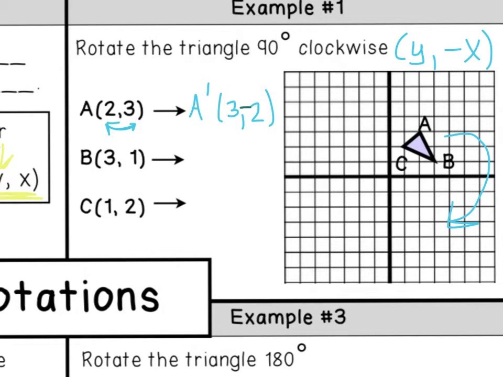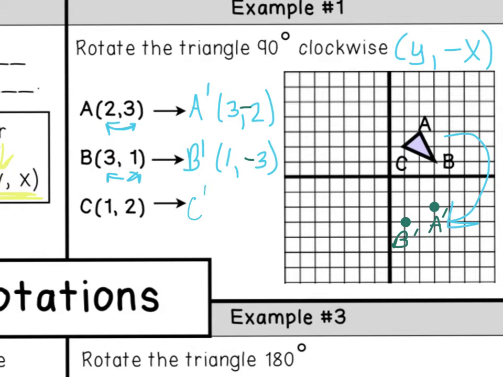Okay, so let's see where that puts us on the graph. So we're going to go forward 3 and down 2 and plot that point right there. And that'll be A prime. Okay, so let's do B prime. So again, we reverse the ordered pairs on a rotation and we make the y value negative. Okay, so we're going to go forward 1 and down 3, and that's going to be right here for B prime.